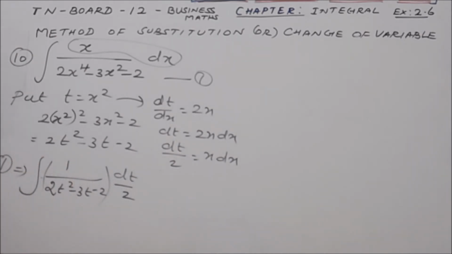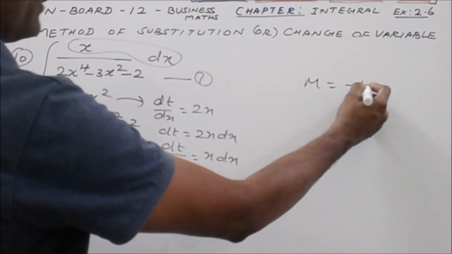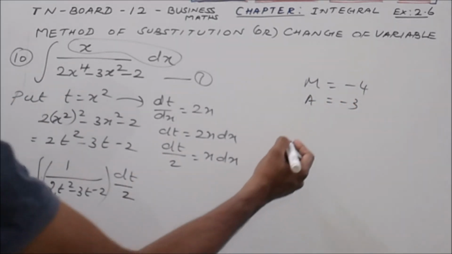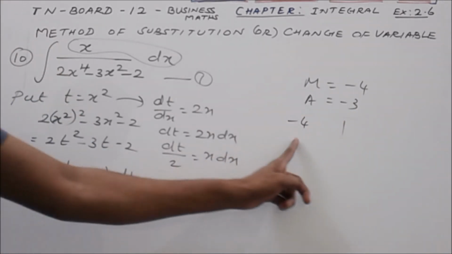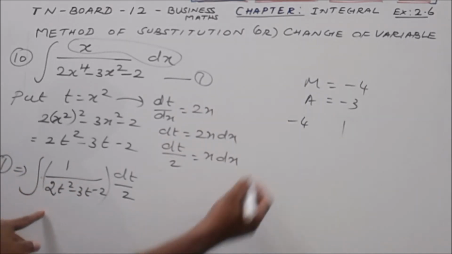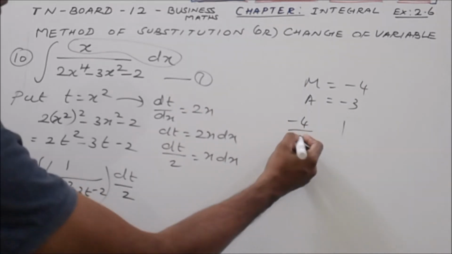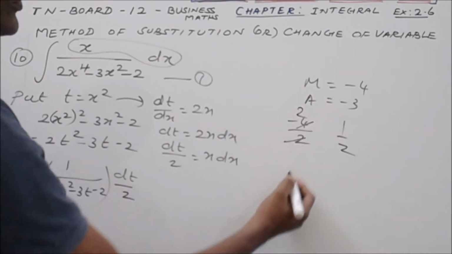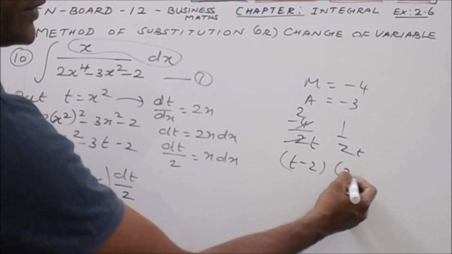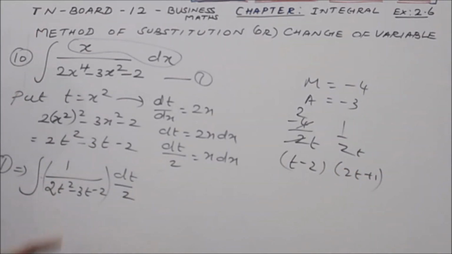Now this is a second degree quadratic function, we can factor it by factorizing. Find two numbers such that when multiplied they give -4, and when added they give -3. That is -4 and 1. When we multiply, we get -4. When we add, we get -3. So we have 2 as the coefficient of t square, so dividing by 2, cancelling the 2. There are two factors. One is t minus 2. The other one is 2t plus 1.